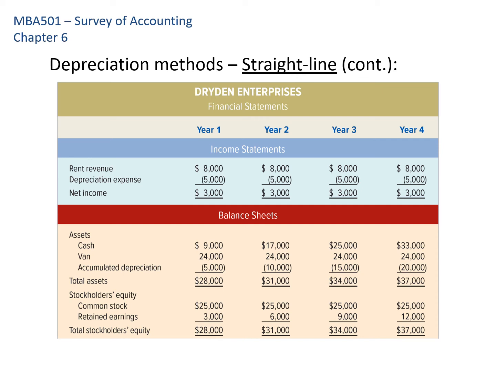Notice it goes from 5 to 10 to 15 to 20. So when I reach the end of the 4-year period, notice that the carrying value or book value of this van is $4,000, which equals the salvage value. So we're depreciating it to the point where the book value approaches and finally equals the residual or salvage value.